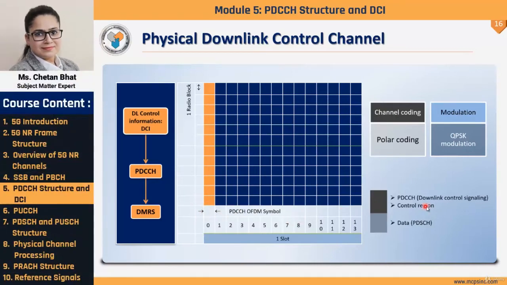So PDCCH is responsible for downlink control signaling, and it carries the information related to the scheduling of the user in the downlink direction as well as the uplink direction, because the UE doesn't have its own scheduler. So whatever the user is going to transfer in the uplink direction, the number of PRBs and the position of the PRBs, that is all defined by the downlink control information on the PDCCH channel to the user equipment.